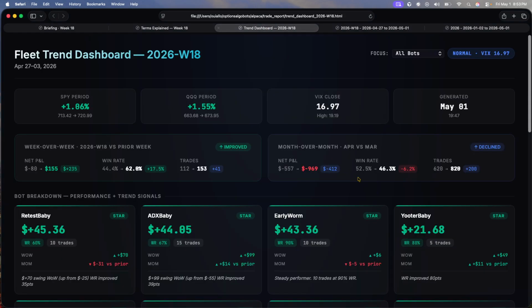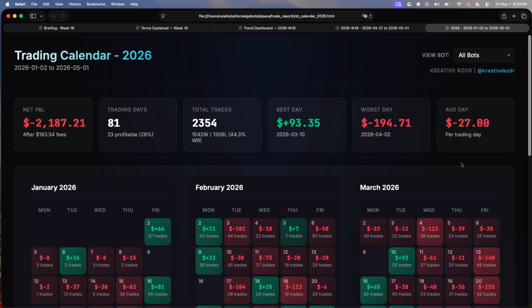So one of the things I want to jump into now is actually being able to understand our bots year to date, right? Because I think this is one of the things that kind of sets us apart, because I want y'all to see the entire process.